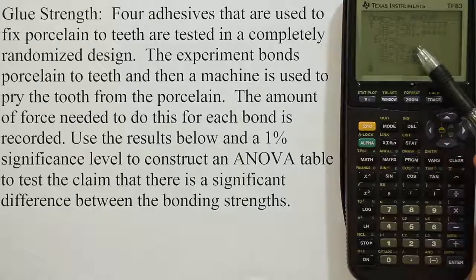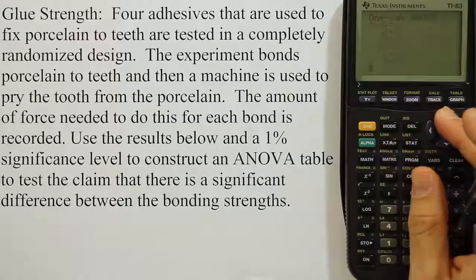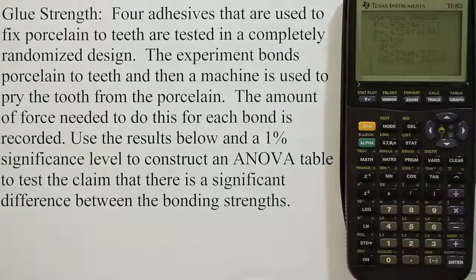But we do have the sum of squares and the MS, so we can fill in the ANOVA table at this point. We have everything we need to complete that. All right, so that's it. That's basically how to use your calculator to perform an ANOVA procedure.